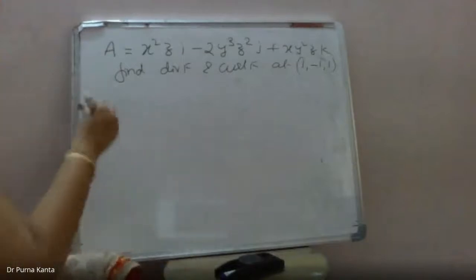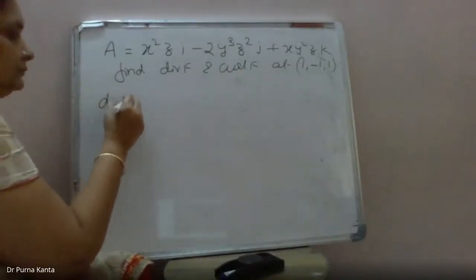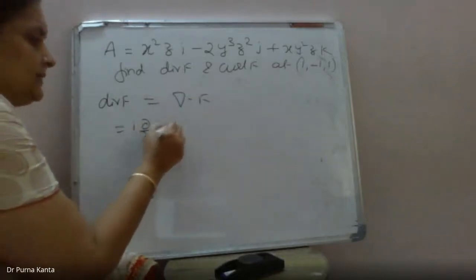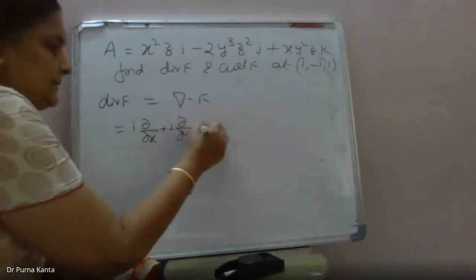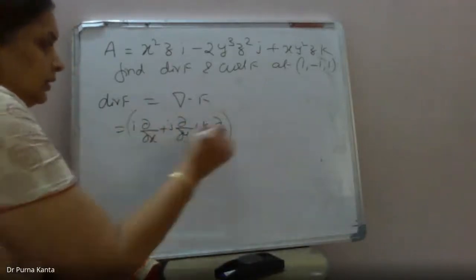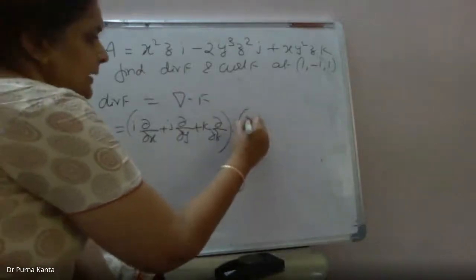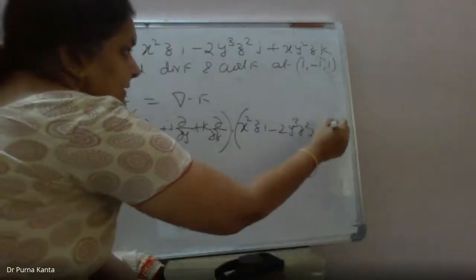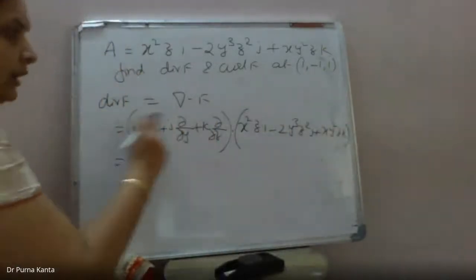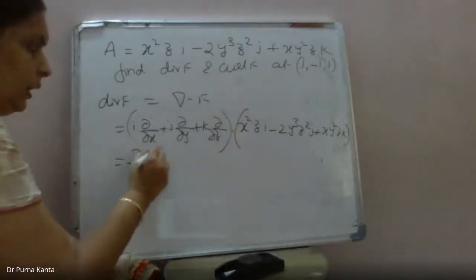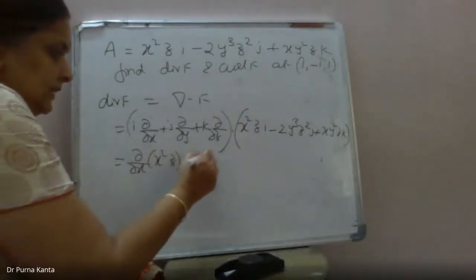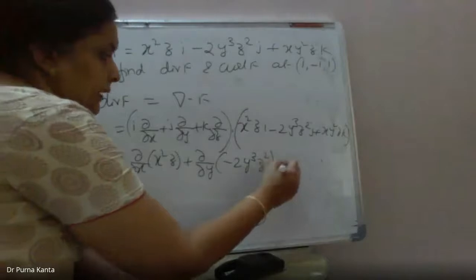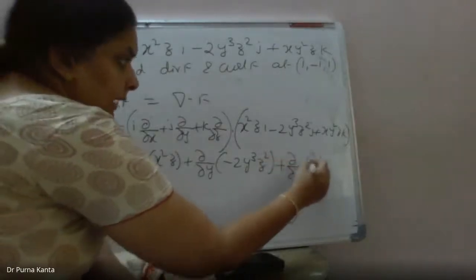So what to be done first? First we'll calculate div f. Del dot f. i dou by dou x plus j dou by dou y plus k dou by dou z, dot product with x square z i minus 2 y cube z square j plus x y square z k. We know i dot i is equal to 1. So dou by dou x of x square z, j dot j, dou by dou y of minus 2 y cube z square, plus dou by dou z of x y square z.